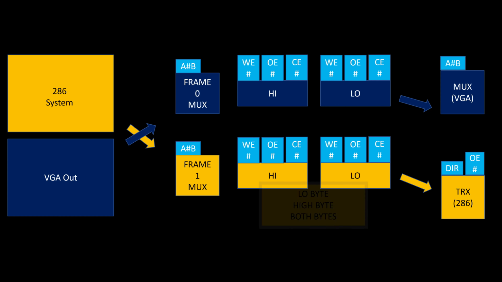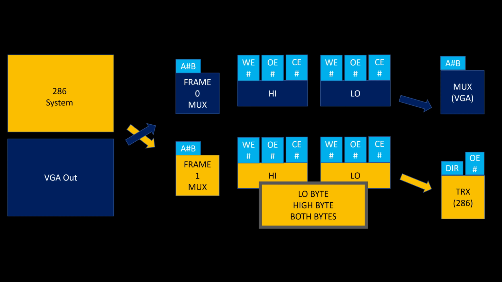And now there's a little bit more complexity on top of that. If my 286 is accessing a frame like here, it might access just the low byte, just the high byte, or both bytes. And typically the A0 address along with a signal called BHE is used to determine, am I trying to read just the low, just the high, or an entire word, both bytes at once.